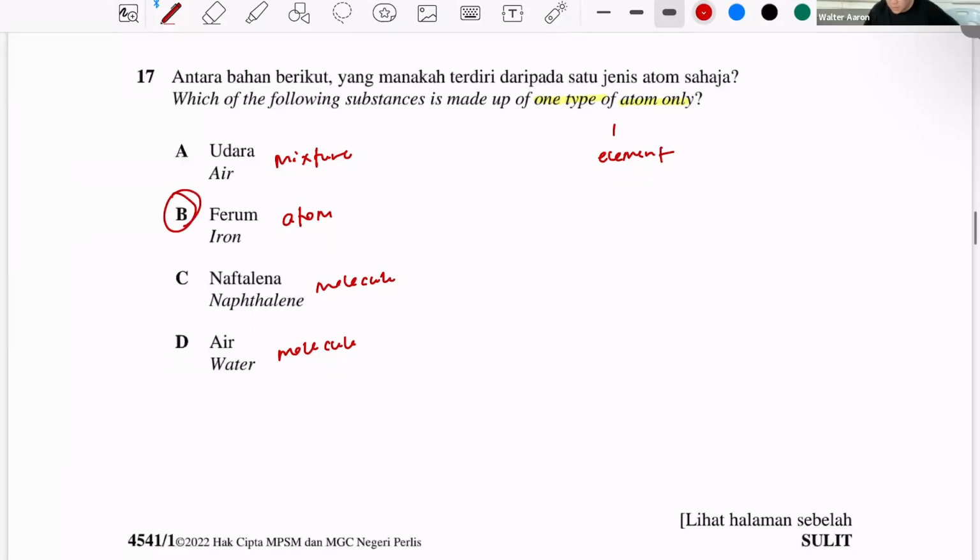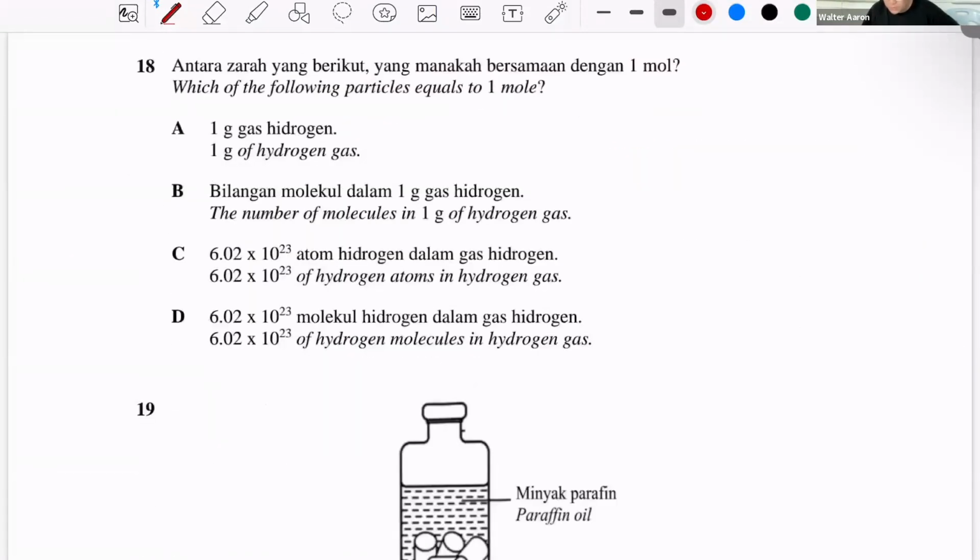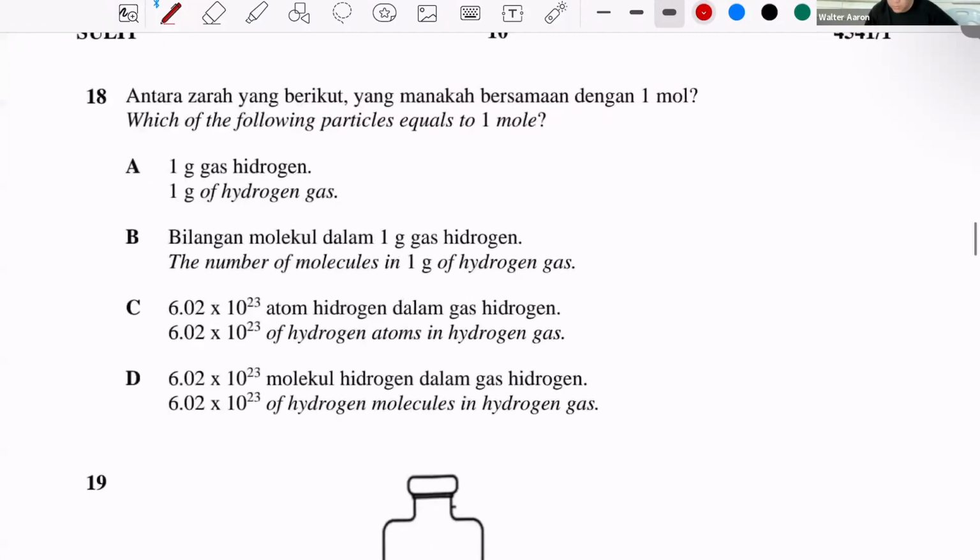Number 18, which of the following particles equals 1 mole? So 1 gram of hydrogen gas. Hydrogen gas is H2. If you want to calculate the number of moles of 1 gram of H2, it will be 1 divided by 2, so therefore it is 0.5 mole only. So A is wrong. Number of molecules in 1 gram of hydrogen gas: same thing, 1 gram of hydrogen gas is not enough. It's only 0.5 mole, so if you multiply it, you also get half only. So B is also out.